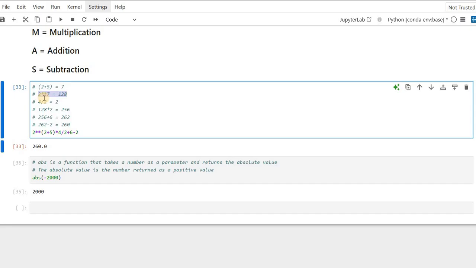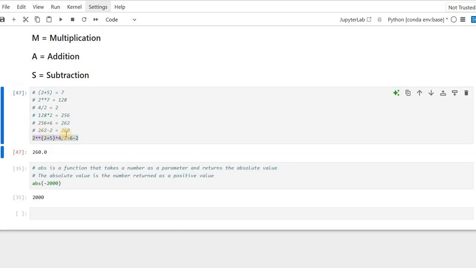Next comes the division. So 4 divided by 2 will be done, and the result will be 2. Then what you have to do? 128 into 2, that will be equal to 256. Done. Now 256 plus 6 will be 262, and then 262 minus 2 will be 260. So these are the different breakups of the total expression that I have given to you. Now if you press shift and enter, you will get the actual result as 260.